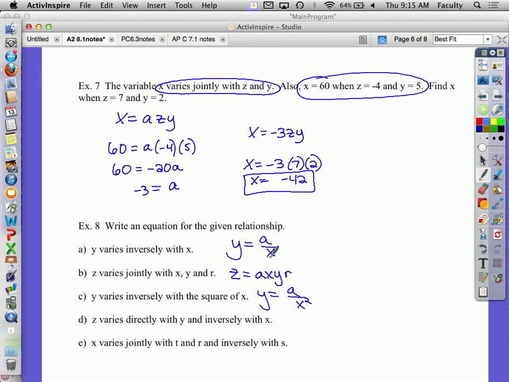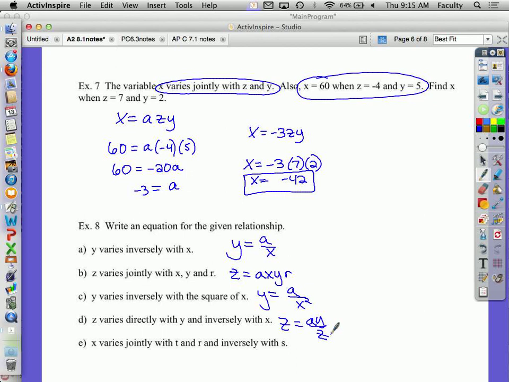Thank you. All right, how about letter D? Who wants to try this one? Z varies directly with y and inversely with x. Sarah? Z equals AY over X. That is right. Yay. You guys, this really is simple.